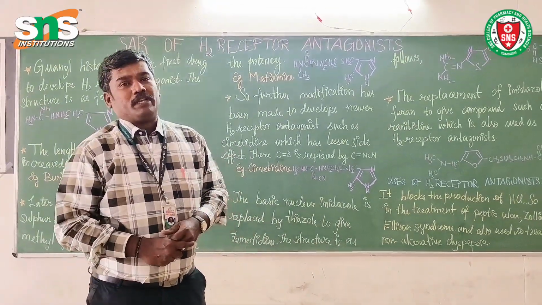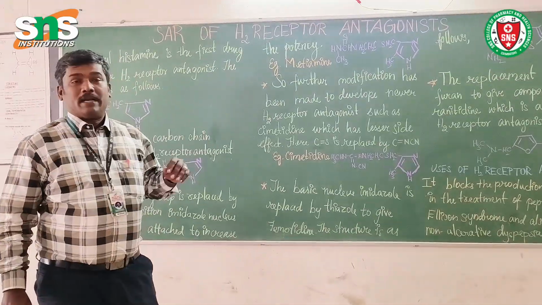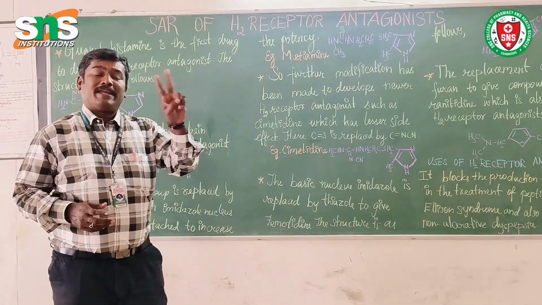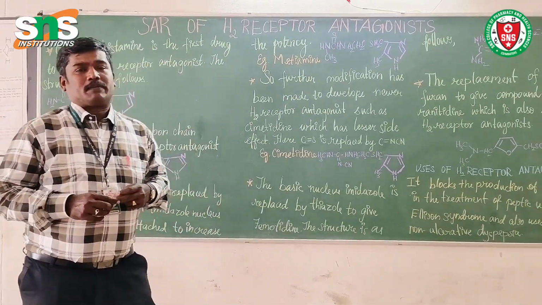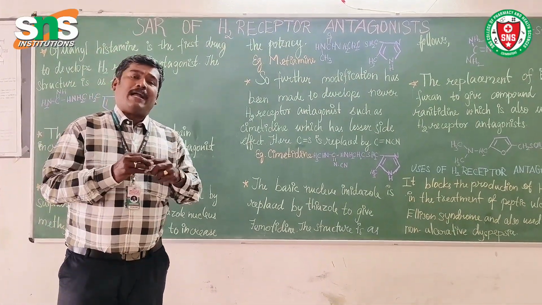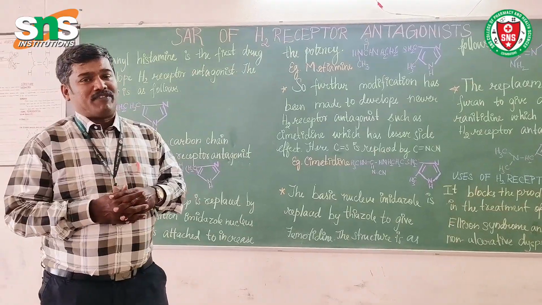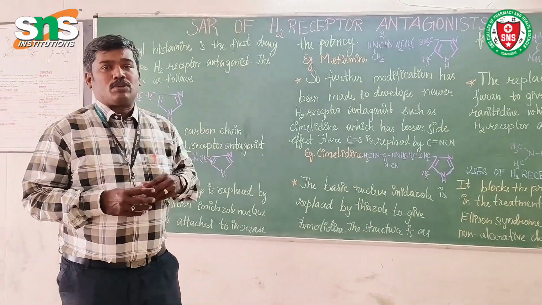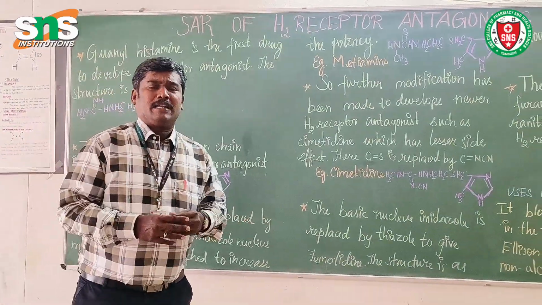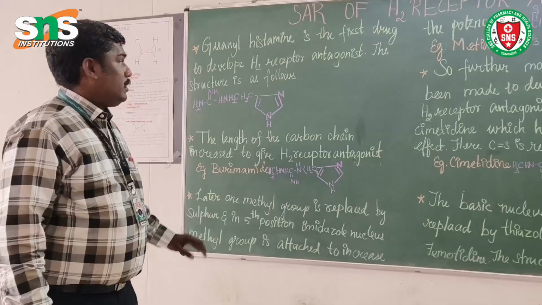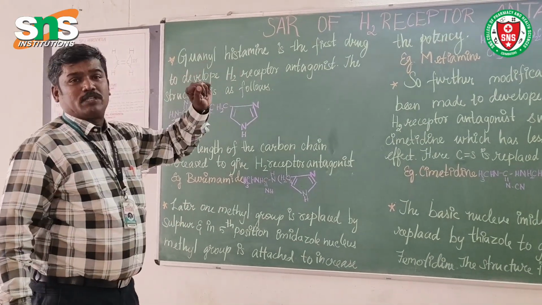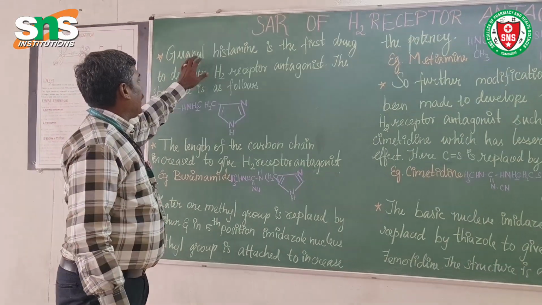We are going to discuss the SAR of H2 receptor antagonists. Usually, histamine acts mainly on two receptors: one is the H1 receptor, and the other is the H2 receptor. H1 receptor antagonists are used in the treatment of allergic conditions, whereas H2 receptor antagonists are used for the treatment of ulcers. The first drug developed as an H2 receptor antagonist is guanyl histamine.